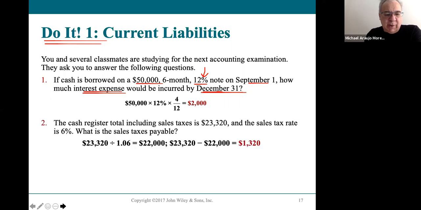And so we would go ahead and set up an interest expense for $2,000, interest payable $2,000, that would be the adjusting entry.